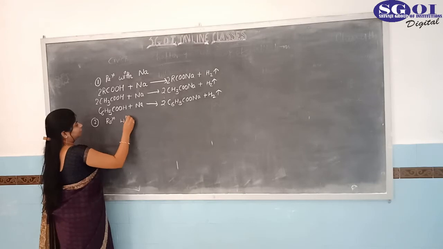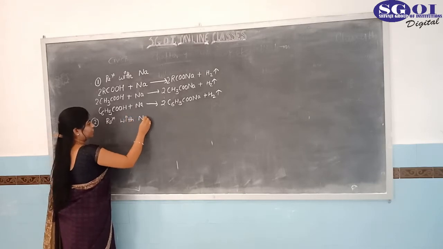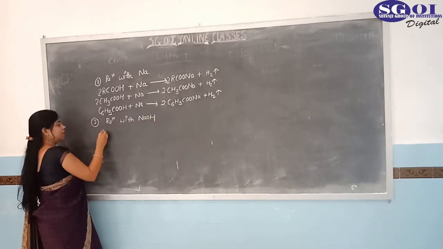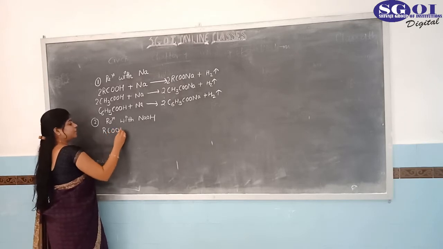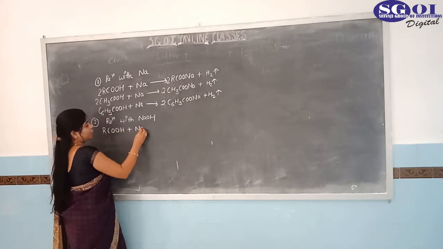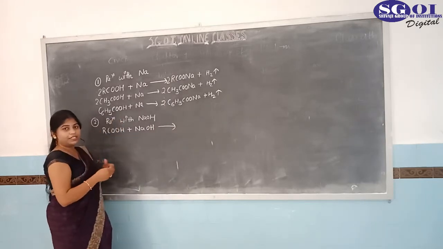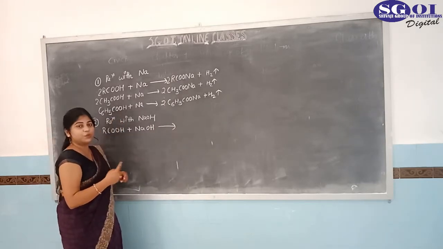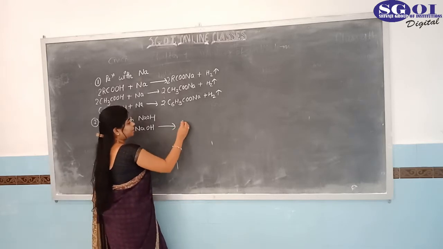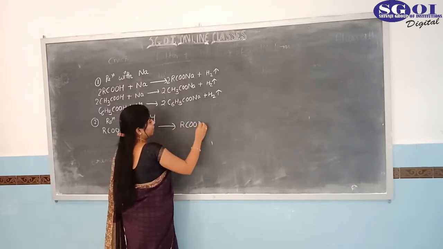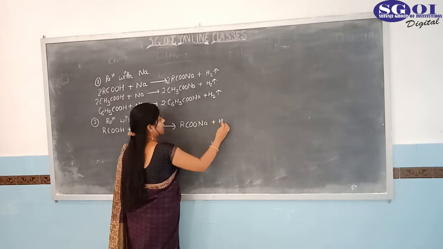Now the second reaction is reaction with NaOH. When RCOOH reacts with NaOH, it is base, it is acid. So when acid and base react with each other, it gives salt and water. So what we obtain? RCOONa plus H2O.